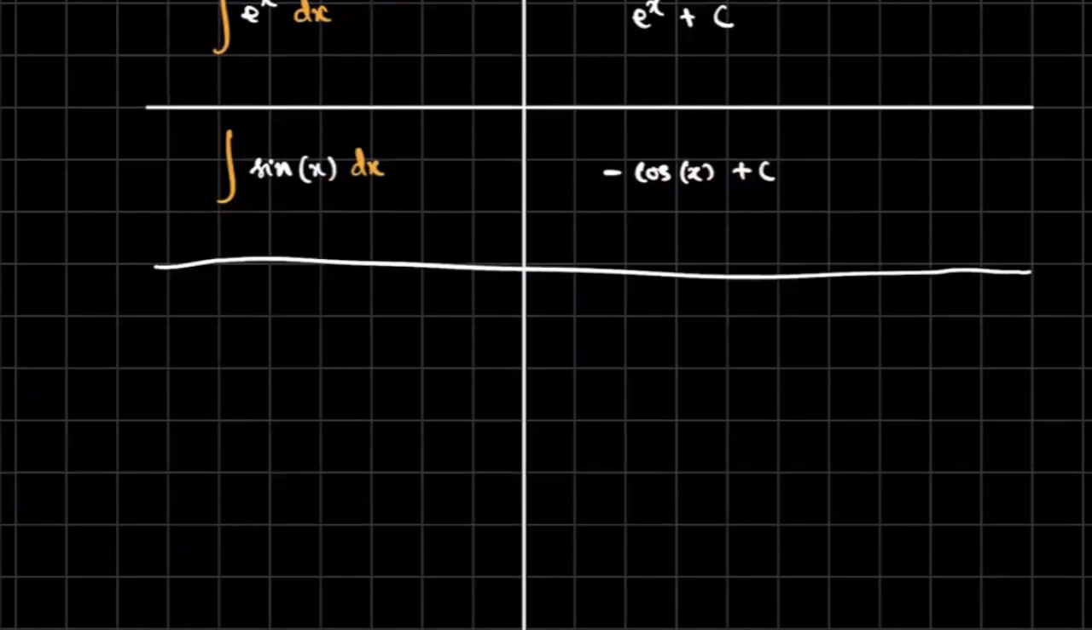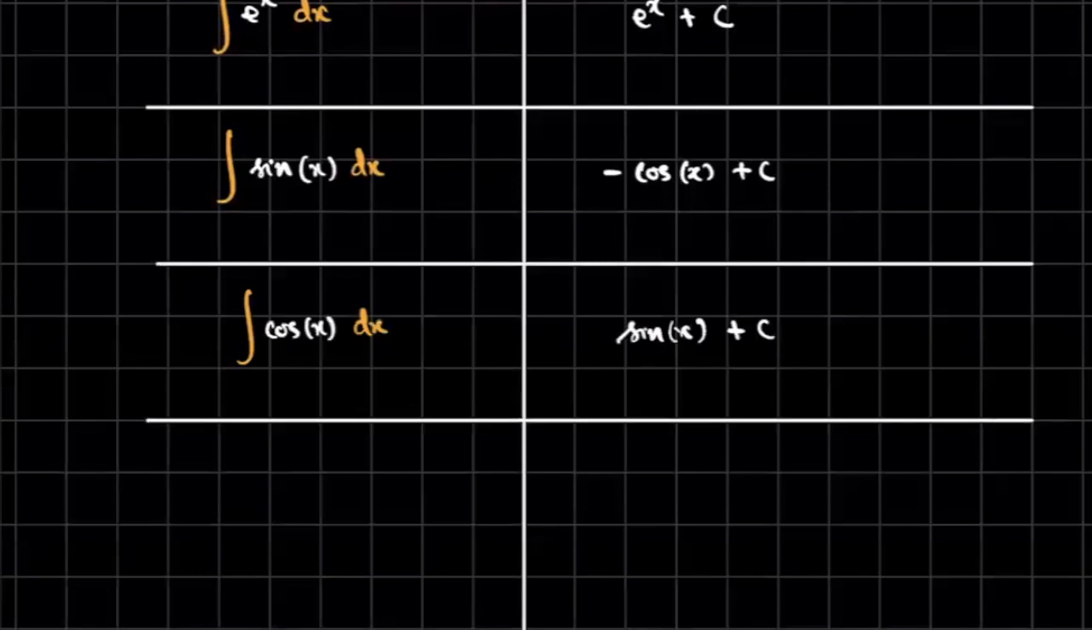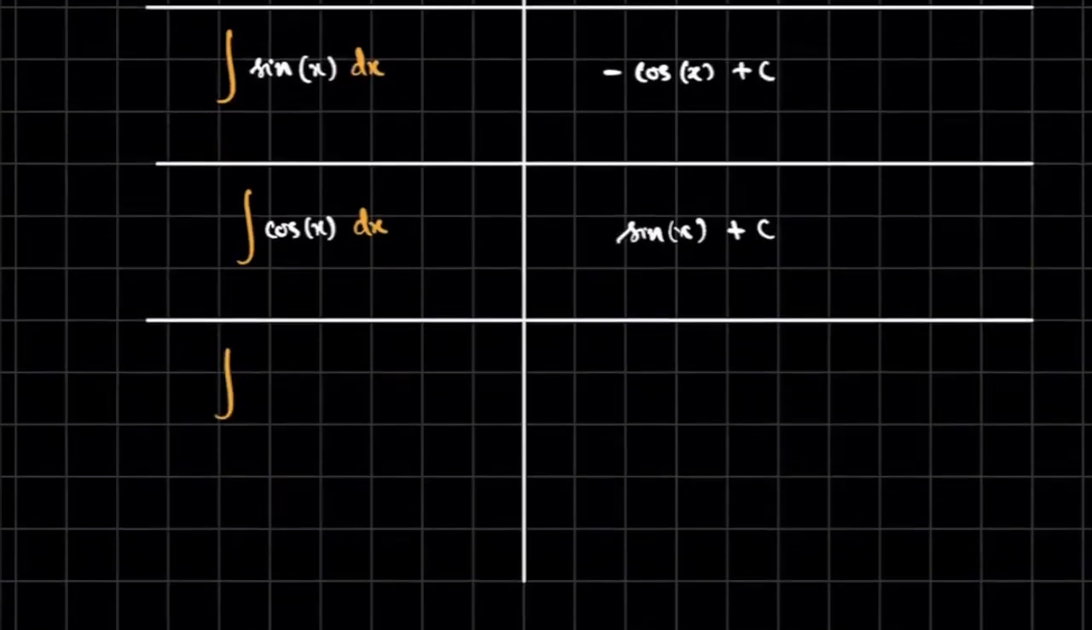The next one, the integral of cosine of x dx is equal to positive sine of x plus a constant c. Another one here is the integral of secant squared x dx. The result should be tangent of x plus a constant c.